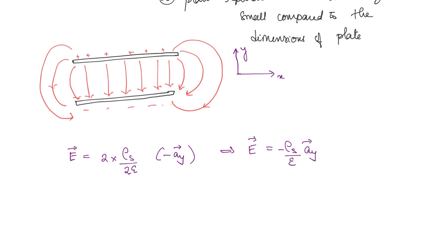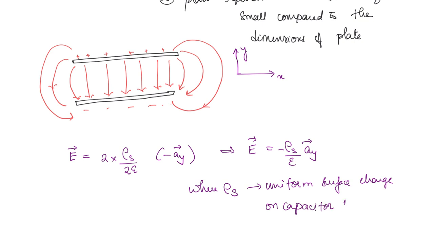And what is rho s? Where rho s is the uniform surface charge on the capacitor plates. And what will be the unit of this? It will be coulomb per meter square. Next, the potential.